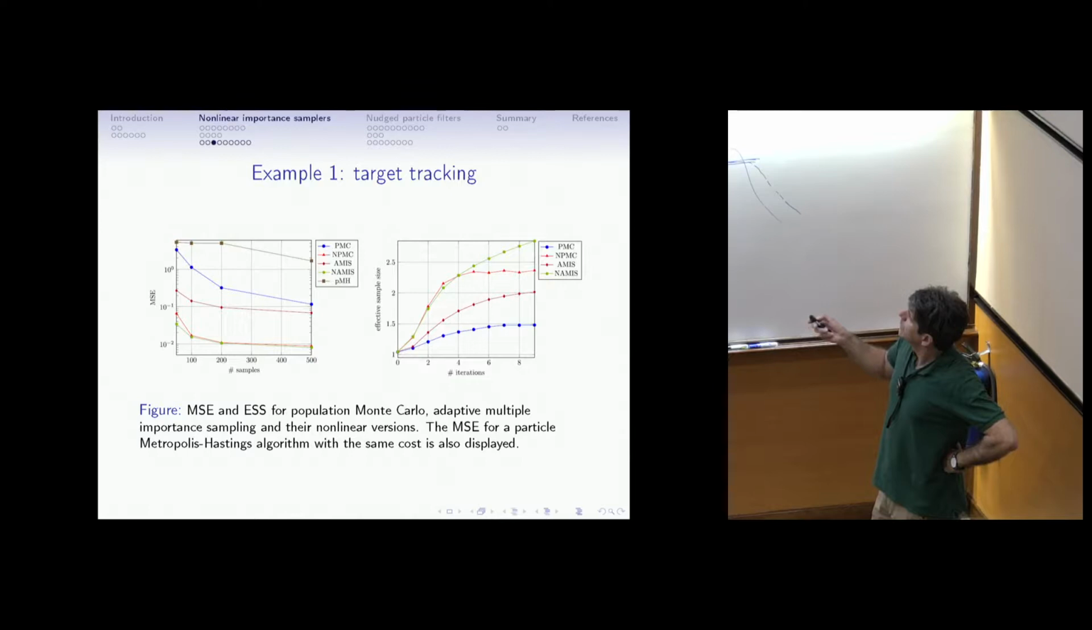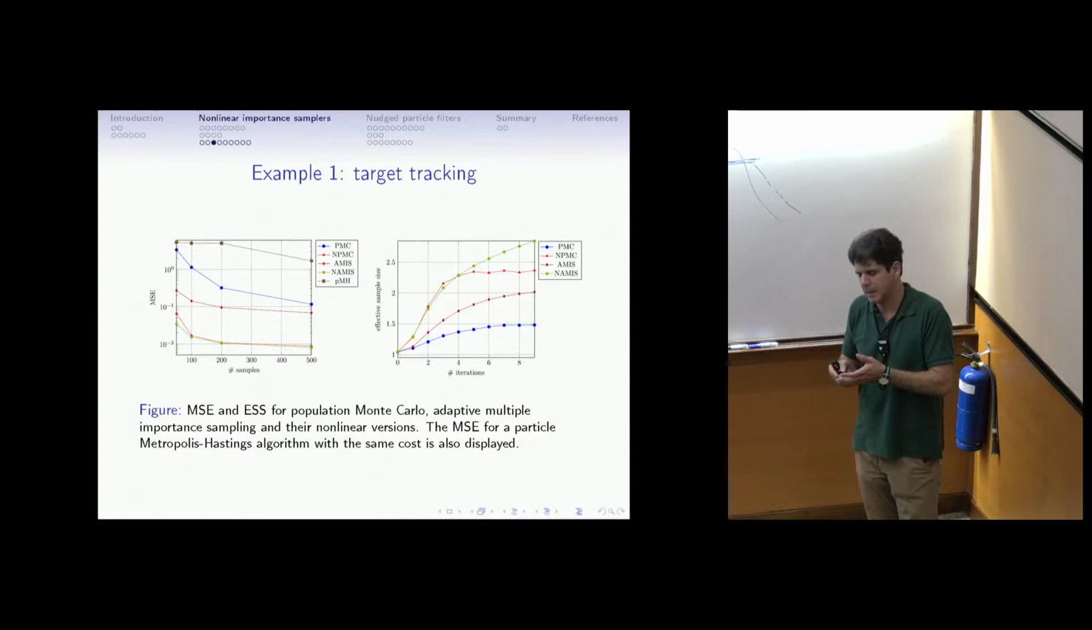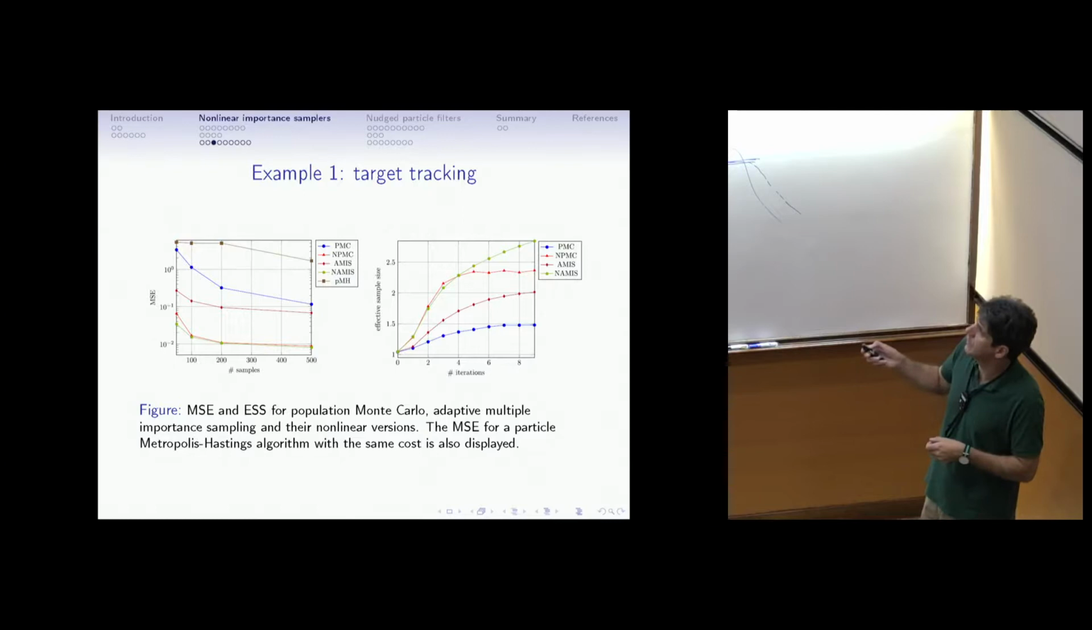We also used AMIS. This is adaptive multiple importance sampling. This is an algorithm where the samples are recycled. At each iteration, you update your proposal. The proposals are Gaussian as well. Then you take all your previous samples from older iterations and you reweight them according to the new proposal. So at each iteration, you are obtaining a bigger grid for the representation. This is obviously better than the standard PMC, and this is the performance that you obtain.